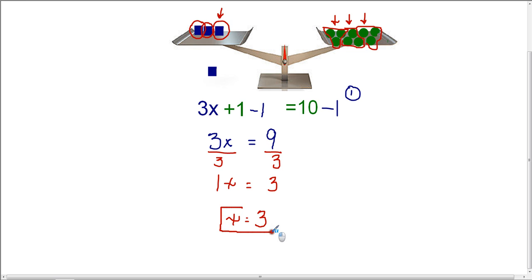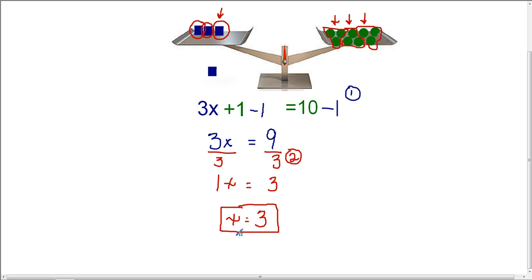So I've been able to isolate my variable and get x by itself by first subtracting 1 from both sides, and then in the second step I divided by 3 on both sides. So this is where we get the two-step equation. First you add or subtract, and second you multiply or divide in order to get the variable by itself.